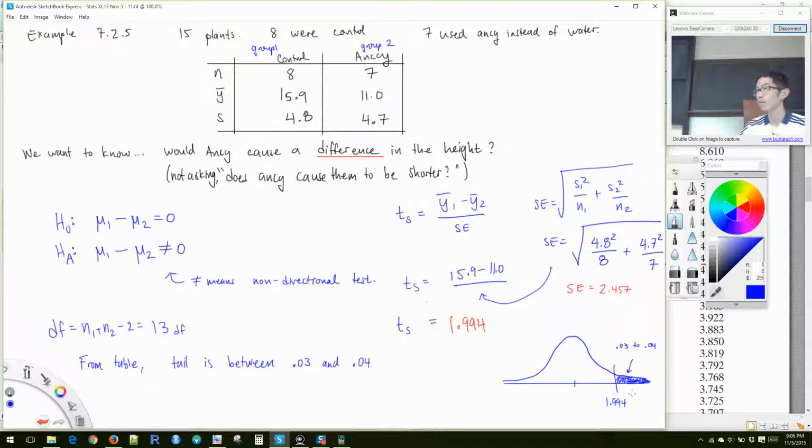Is this visualization okay? And so keep in mind that we have a non-directional test. So what a non-directional test means, I'm interested in the positive difference. I would also be interested in the negative difference. So how much would exist in this tail over here on the negative, if I had negative 1.994? Well, this will also be between 0.03 to 0.04.